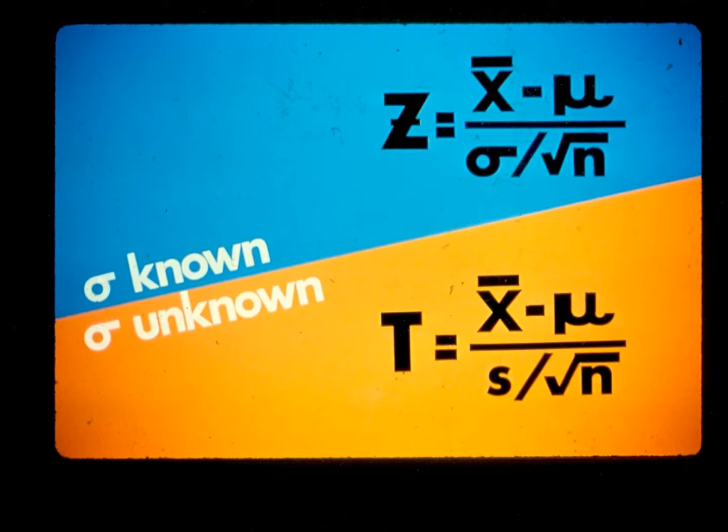The right-hand side of this expression, x bar minus mu divided by s over the square root of n, has a different denominator from that above, since sigma has now been replaced by the sample standard deviation s. Also, we have called this new expression a t-statistic in contrast to the use of z above.